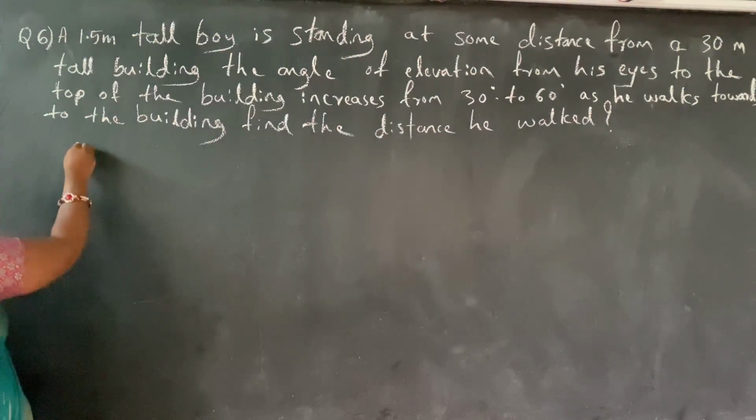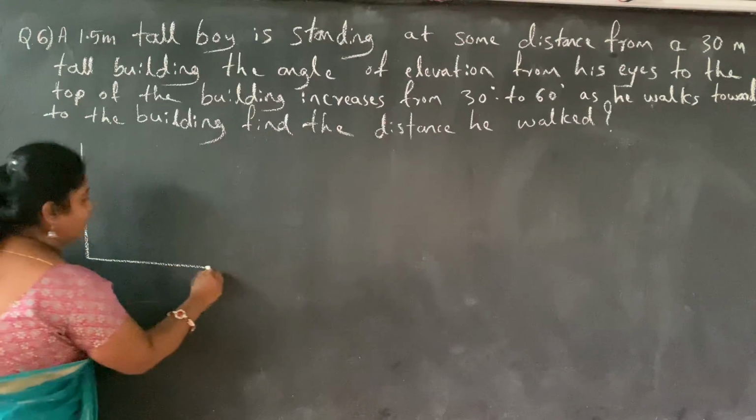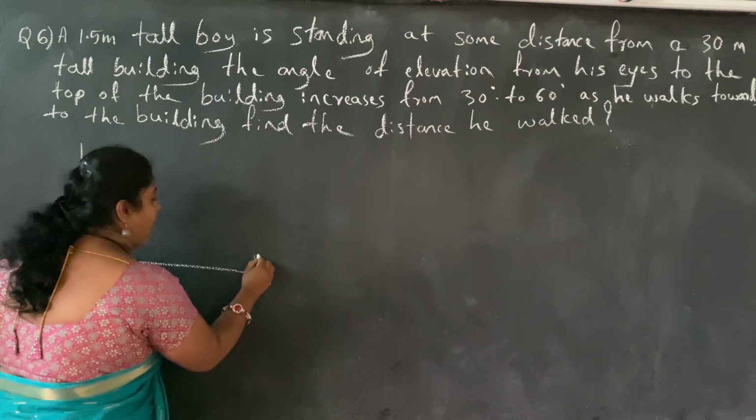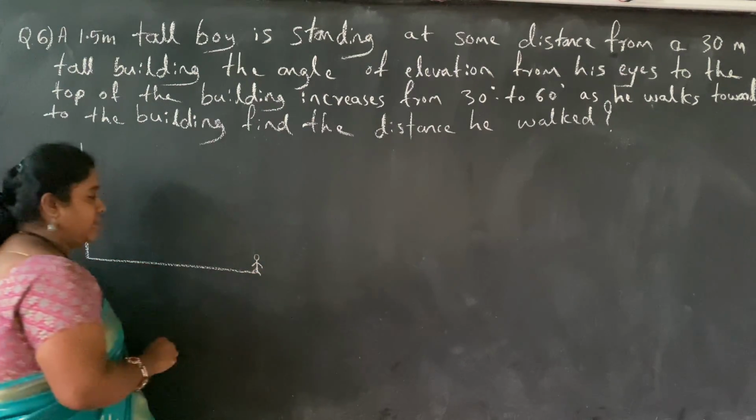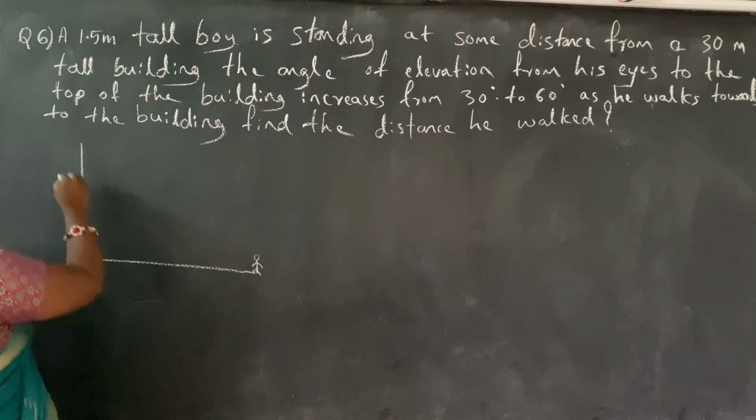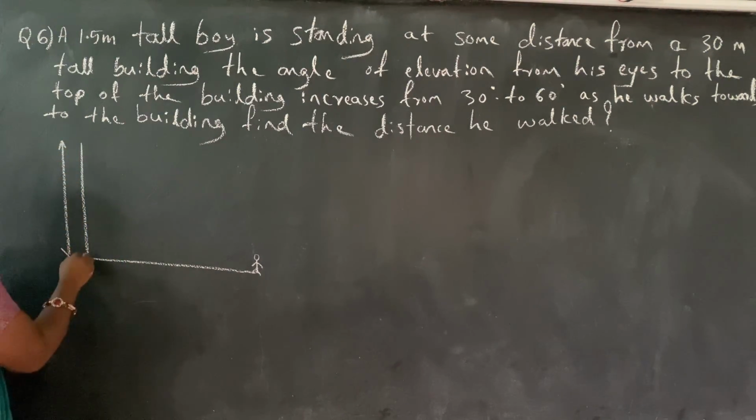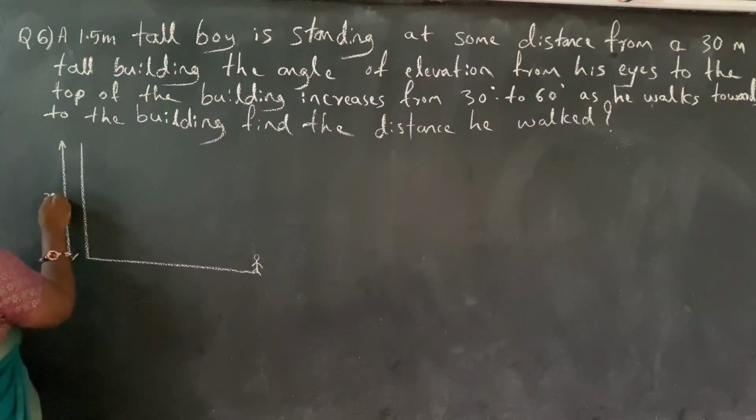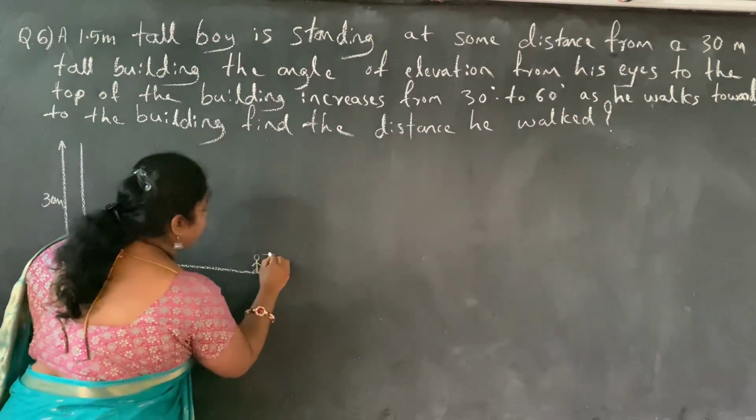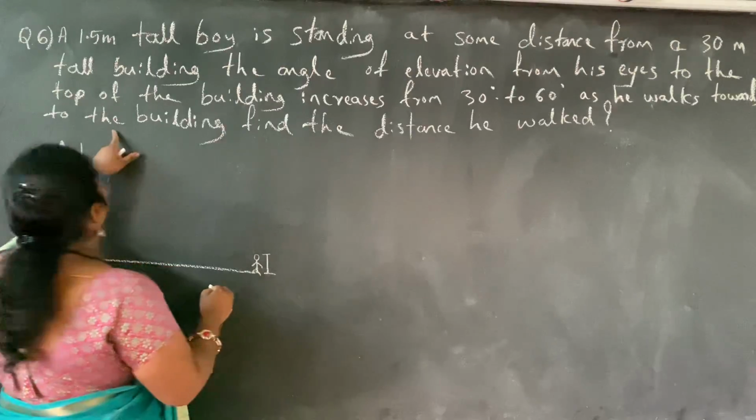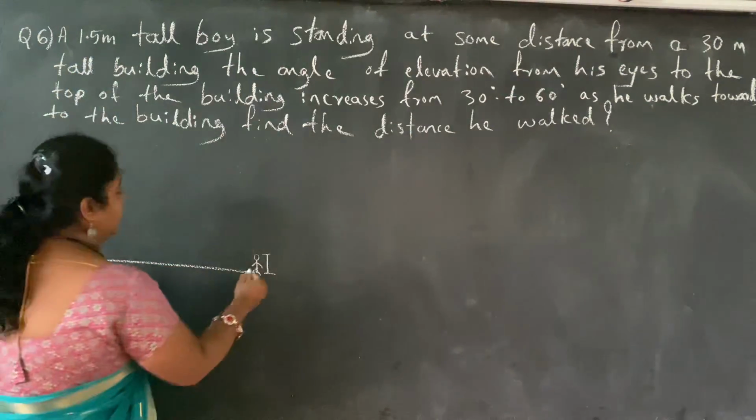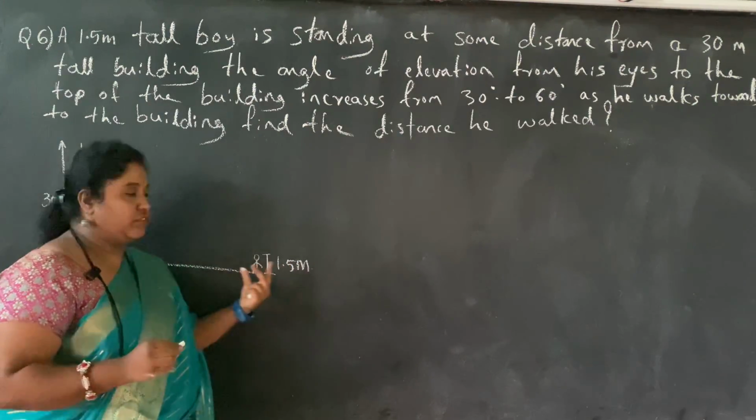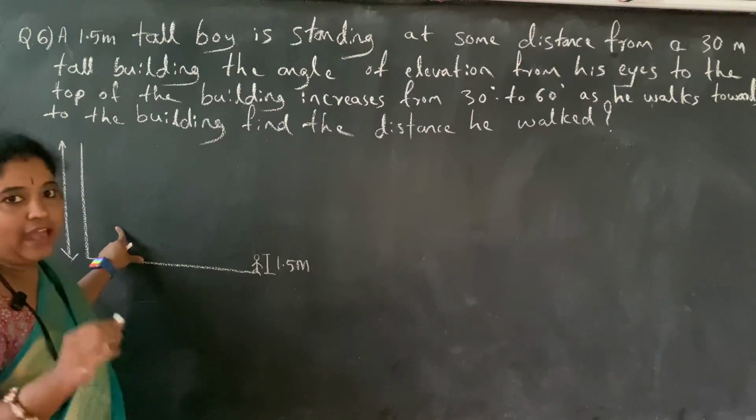Assume that there is a building. This is the base level and there is a building. And now assume a boy is standing over here. The height of the building is provided here. What is the height of the building provided? A 30-meter tall building. So the height of the building is 30 meter and the height of the boy is also provided here. What is the height of the boy? That is 1.5 meter. Why they have given it, I'll tell you a little later. 1.5 meter is the height of the person and 30 meter is the height of the building.